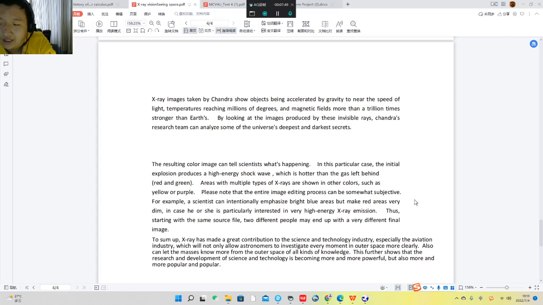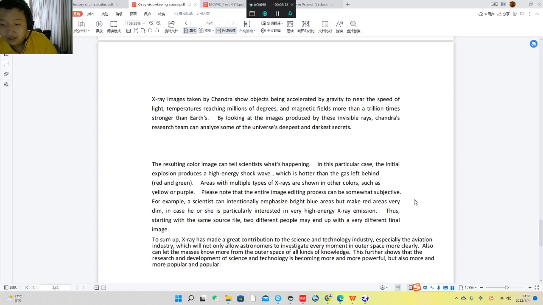Please note that the entire image editing process can be somewhat subjective. For example, a scientist can intentionally emphasize bright blue areas but make red areas very dim, in case he or she is particularly interested in very high energy X-ray emission. Thus, starting with the same source file, two different people may end up with a very different final image.